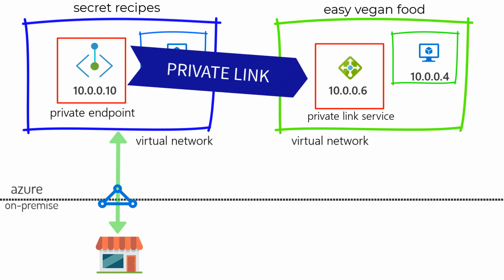Using this private endpoint, we connect to the private link service provided by the Easy Vegan Foods virtual networks. We have now made available the website www.easyveganfoods accessible from the Secret Recipes virtual network privately without traversing the public internet and without having a virtual network peering between the virtual networks. How cool is that? Well, let's take a look at how we implement this from the Azure portal.